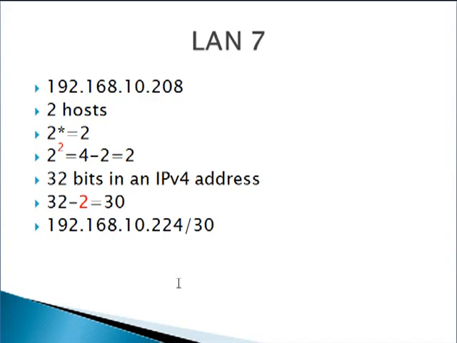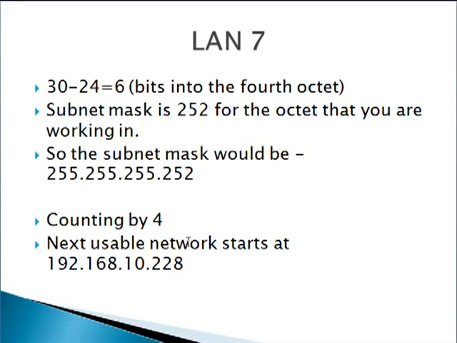Alright, this will be our server LAN with the one server, and we also need one host address for the interface, so we'll not be using 2 servers, just 2. We just need 2 addresses. 2 squared is 4, minus 2 is 2, 32 minus 2 is 30. So we're at 224 with a slash notation of 30. Okay, counted by 4, 224 plus 4 is 228. Subnet mask will be 252.